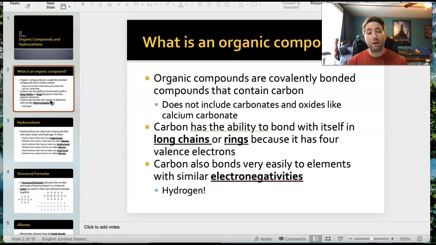So carbon also bonds very easily to elements that have similar, what they would say, electronegativity. And electronegativity is a fancy science word that just means how badly does an atom or an element want electrons. And the element that has the highest value for electronegativity is going to be fluorine. So fluorine, F on the periodic table, wants electrons the most, and it'll do anything it can to get that last electron because it already has 7 electrons and it wants to get one more to get that 8. And that was called the octet rule.